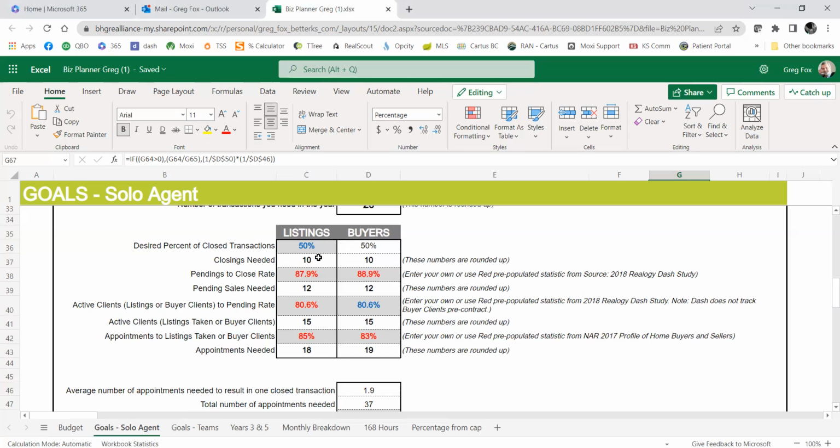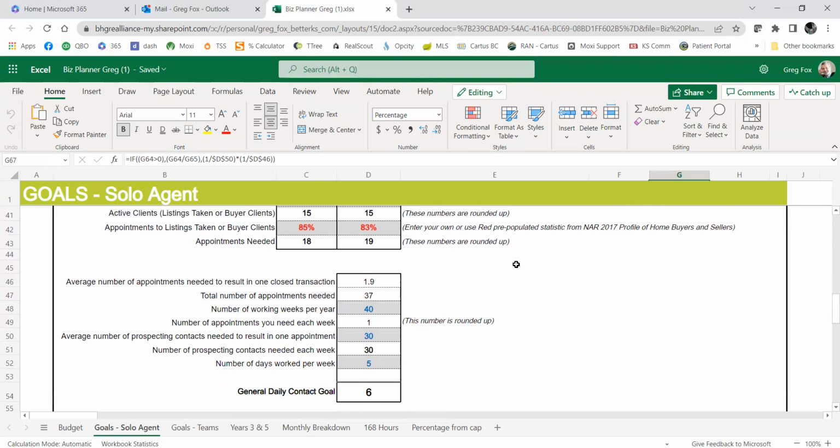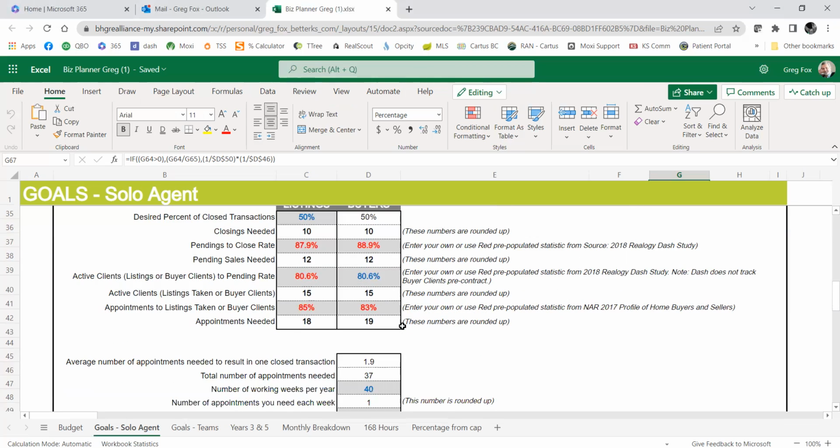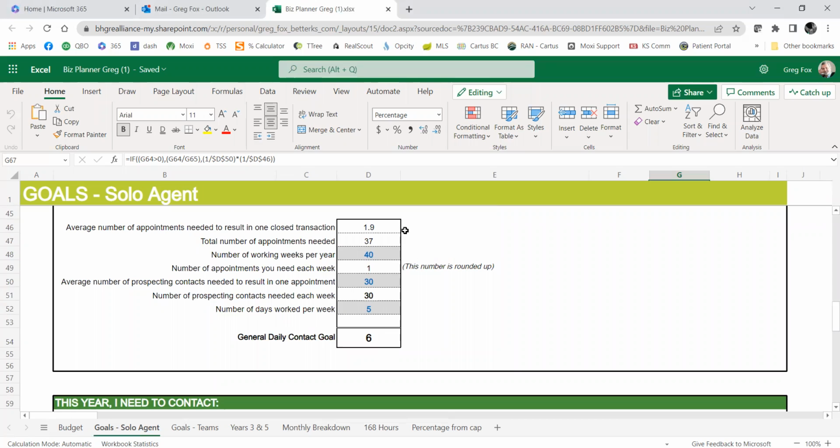Because it's going to make a little more difference in a minute. So then it says, okay, the average number of appointments I need based on these numbers is 1.9 appointments, or nearly 2 appointments to get to a closed transaction. These figures play in for you. If I need 37 appointments and I only work 40 weeks a year, because if I want 20 transactions, doing the math, I work 40 weeks a year because I take a lot of time off. You can change that to 50 weeks a year if you want. You can't change it to 56 weeks a year. Do you know why?